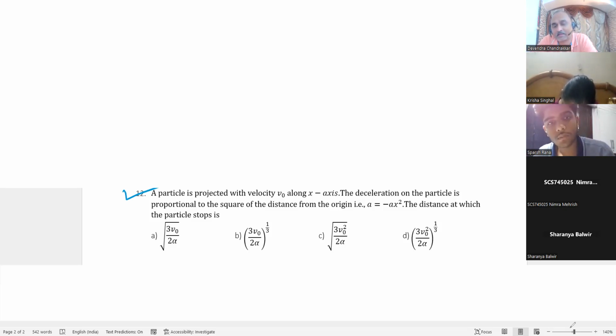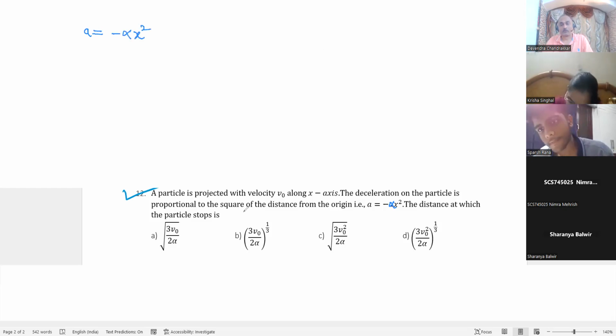Is it a variable acceleration case or a constant acceleration case? Variable. Obviously variable, because x is a variable there and a is given to you as minus alpha. Write it as minus alpha, this is alpha, not a. So acceleration a is minus alpha x square.